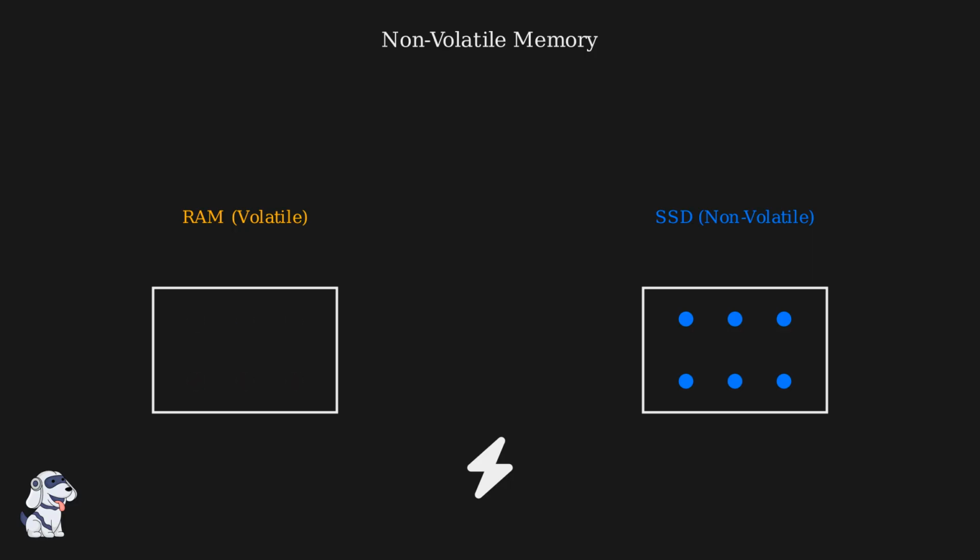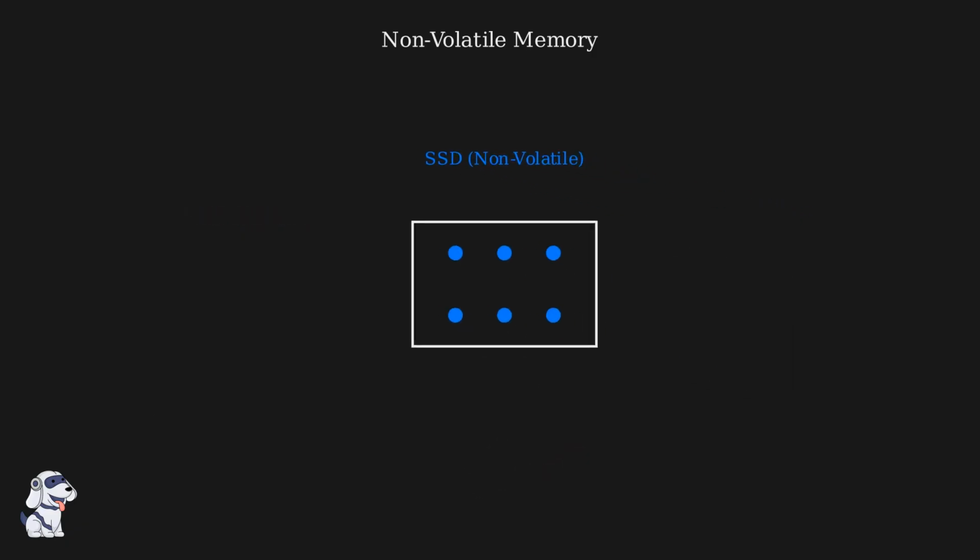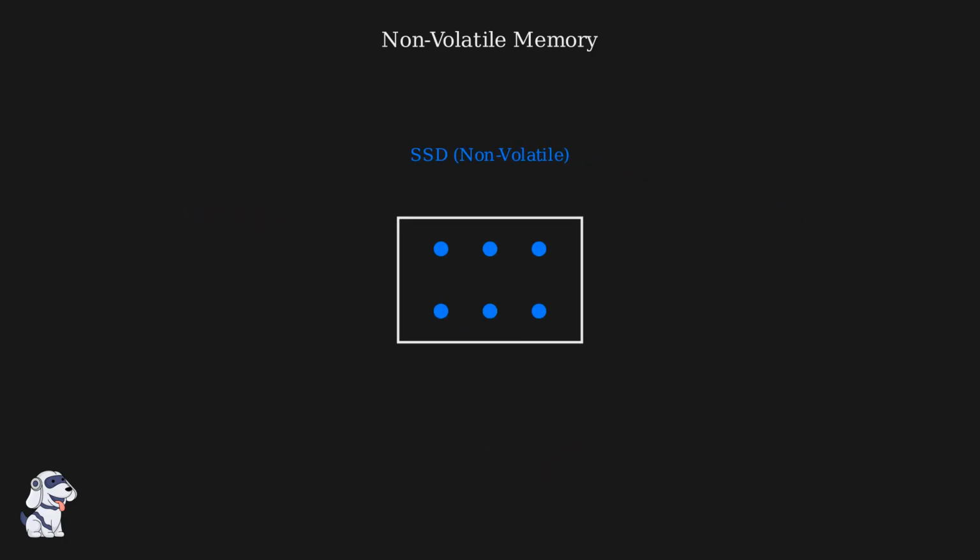In contrast, SSDs use NAND flash memory, which is non-volatile. Even when the power source is cut, the electrical charge trapped within the microscopic cells remains locked in place. This permanence is why your files and operating system remain intact even after you shut down your computer, making it the foundation of modern high-speed storage.